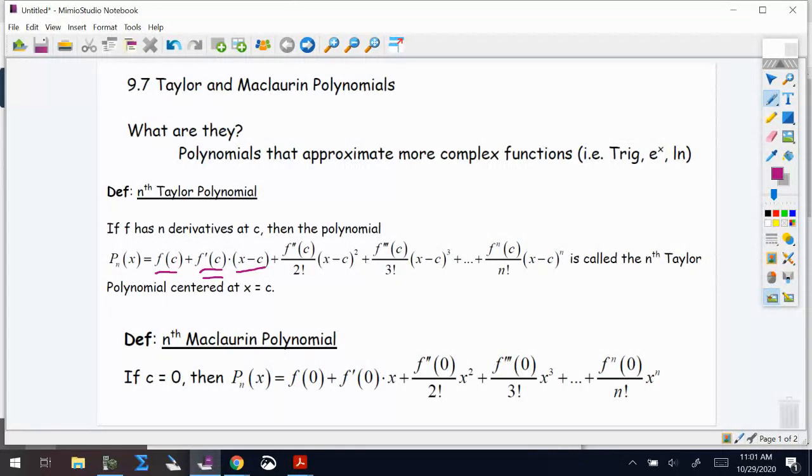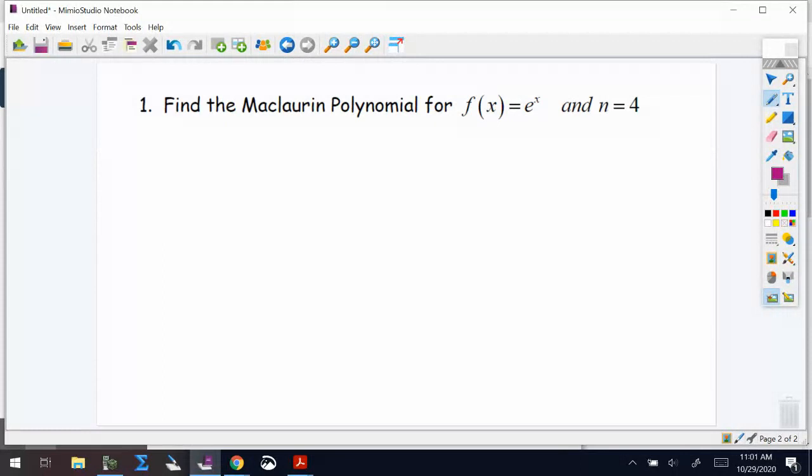So I'm going to show you a really basic one first, and then I'm going to go to Delta Math because I think they actually do a really good job of helping students build this. So this one is asking you to write a Maclaurin polynomial for e to the x out to 4 derivatives. So this n is representing the number of derivatives that you need to take.